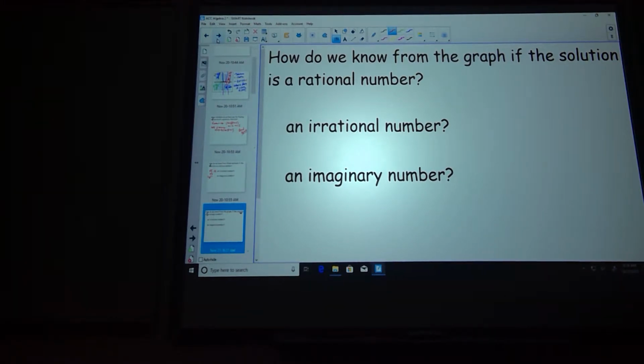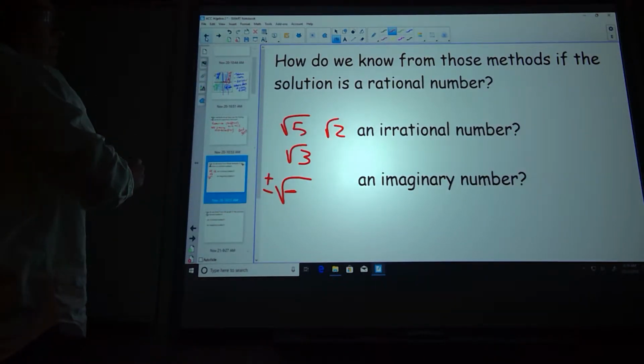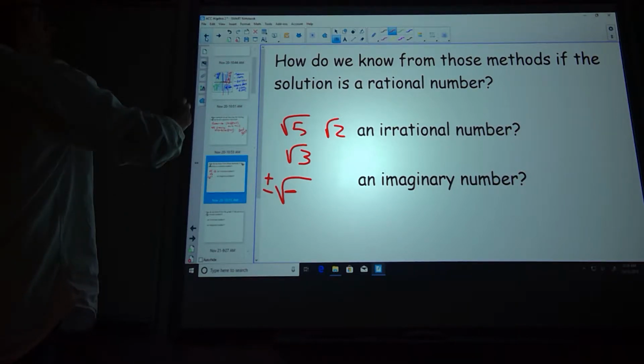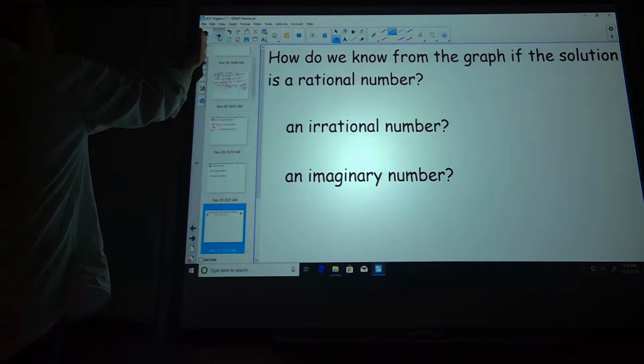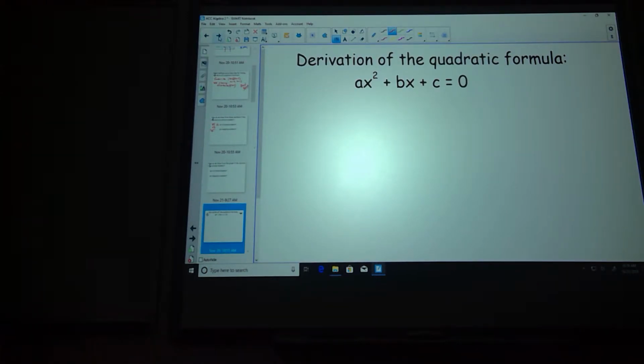All right. How do we know if the graph is a rational number, irrational, or imaginary? Didn't we just cover that? How do we know from these methods? Okay. Let's move on.